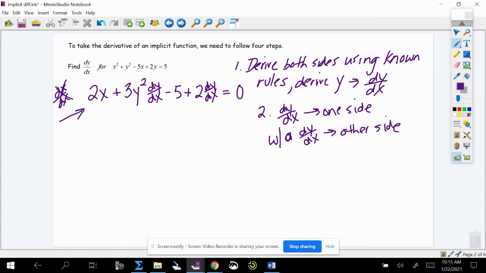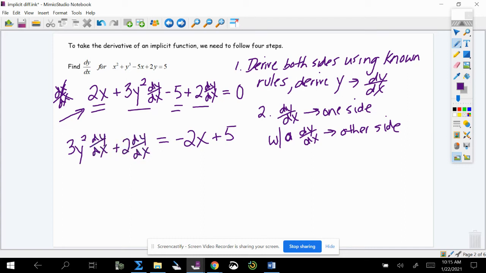So currently, I have these two terms that have dy dx, and I have these two terms that don't. It does not matter which side you move to. I'm going to move the non-dy dx's. So I'm going to move the 2x to the other side by subtracting it, and I'm going to move the -5 to the other side by adding it. And I still have a 3y squared dy dx on the left, and I still have a 2 dy dx on the right. So basically, it's a rearranging of terms.